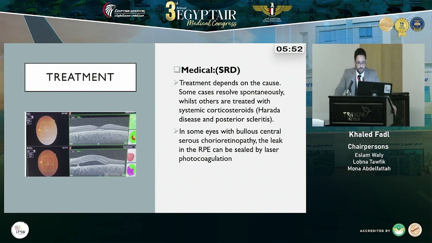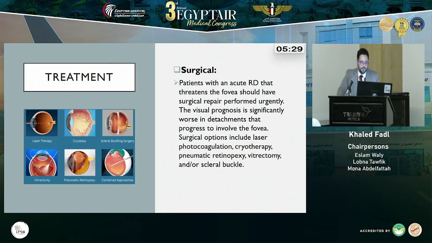For the treatment of serous retinal detachment, we usually treat the cause. In some cases it resolves spontaneously, whilst others are treated with systemic corticosteroids, such as in Harada disease and posterior scleritis. In some eyes with central serous retinopathy, the leak in the RPE can be sealed by laser photocoagulation. A patient with an acute RD that threatens the fovea should have surgical repair performed urgently. The visual prognosis is significantly worse in detachments that progress to involve the fovea. Surgical options include laser photocoagulation, cryotherapy, pneumatic retinopexy, vitrectomy, and scleral buckle.